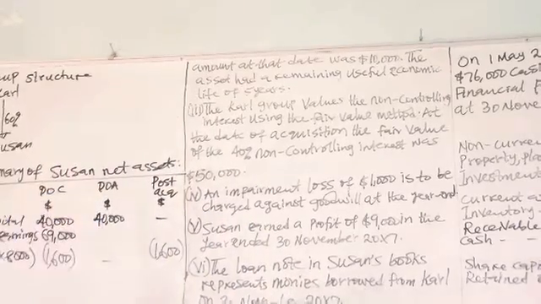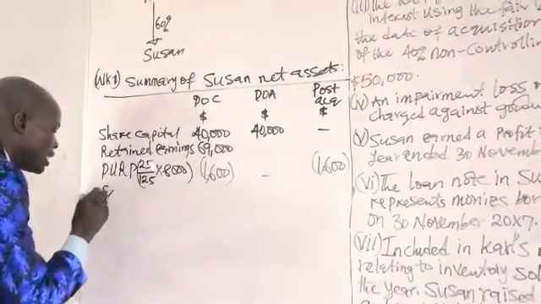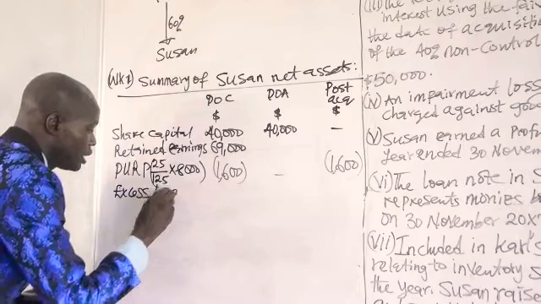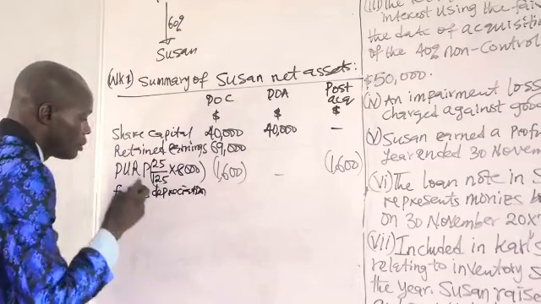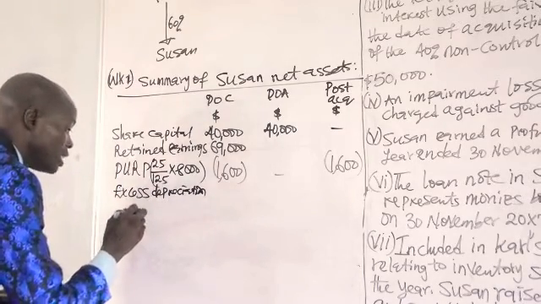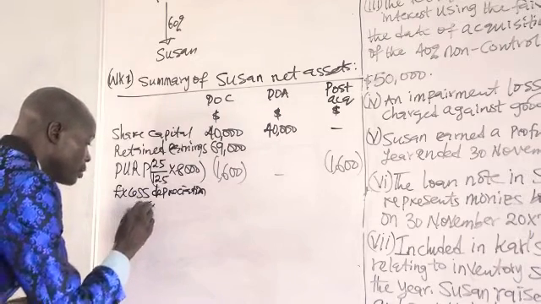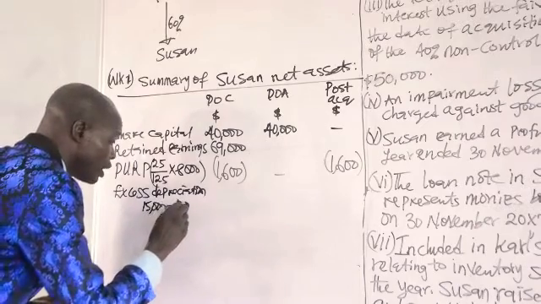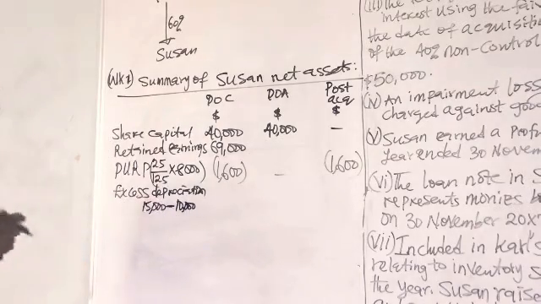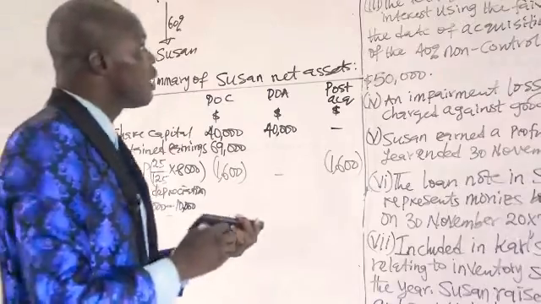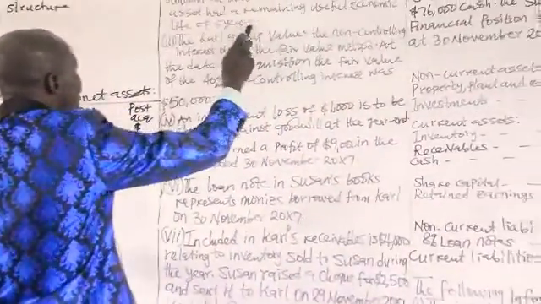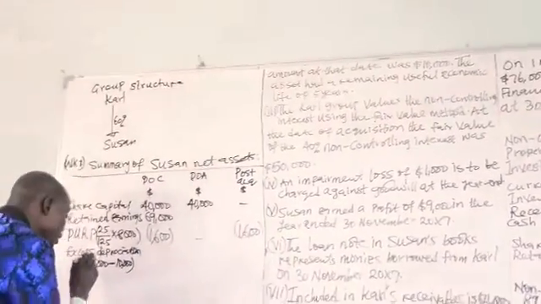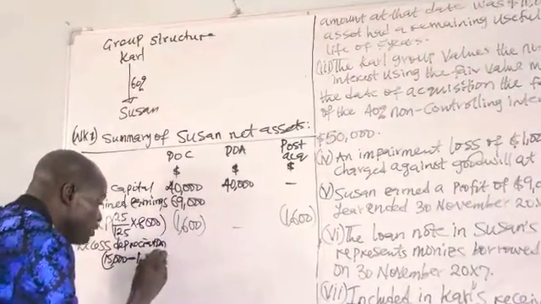We have excess depreciation. And the profit on disposal is the difference between the proceeds of 15,000 and the carrying amount of 10,000, giving us profit of 5,000. Then depreciation now, you are given the useful economic life of the asset to be 5 years. So that means you divide that profit by 5 years.